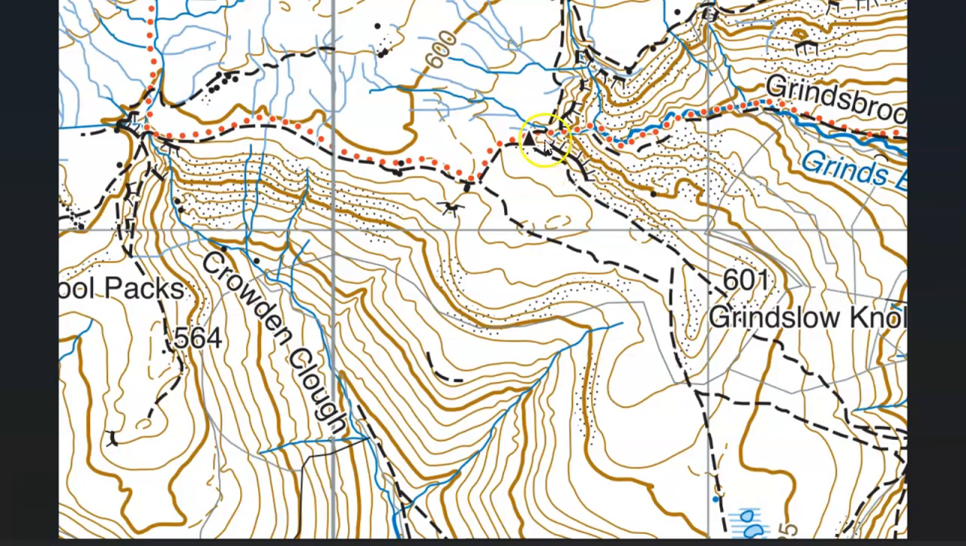Look how long it is. It's probably a good couple of 100 meters long, so that might be too long or too large. So let's rule out Grindsbrook. So does that mean we're in Crowden Clough, looking upstream?